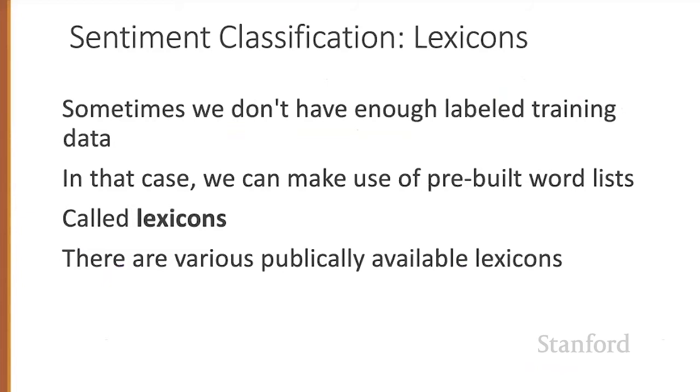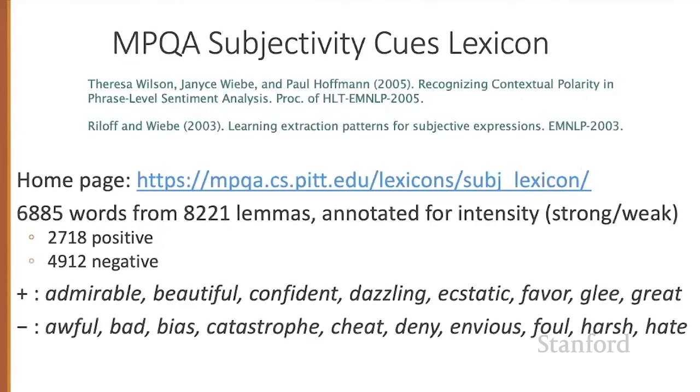Sometimes we don't have enough labeled training data, or the training data and the test data are drawn from different distributions. And in such cases, it can be useful to make use of a pre-built word list called a lexicon. And there's lots of publicly available lexicons that are used for sentiment. So just to give a couple of examples, the MPQA Subjectivity Cues lexicon labels about 7,000 words for whether they're positive or negative. So admirable, beautiful, and confident are positive words, and awful, bad, catastrophe are negative words.